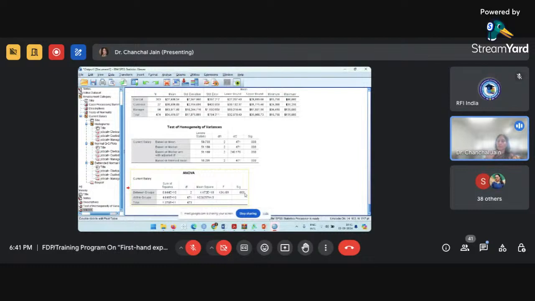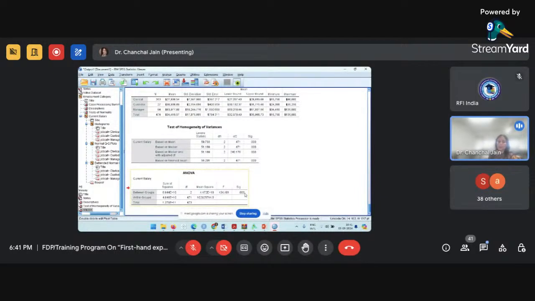But if your significance value is greater than your level of significance, you accept the null hypothesis and conclude that there is no significant difference. When a difference does not exist, there is no need to compare the groups. Is it clear to everyone? Yes, ma'am. Fine. According to our output, we should go for the multiple comparison, so we will move to it now.